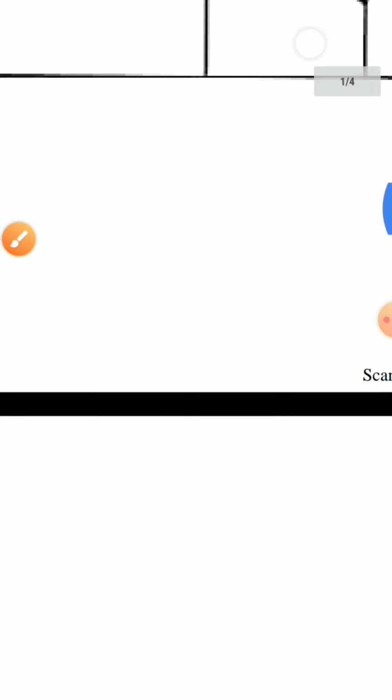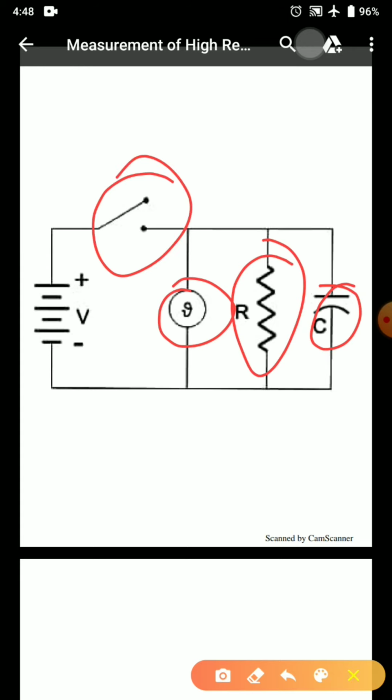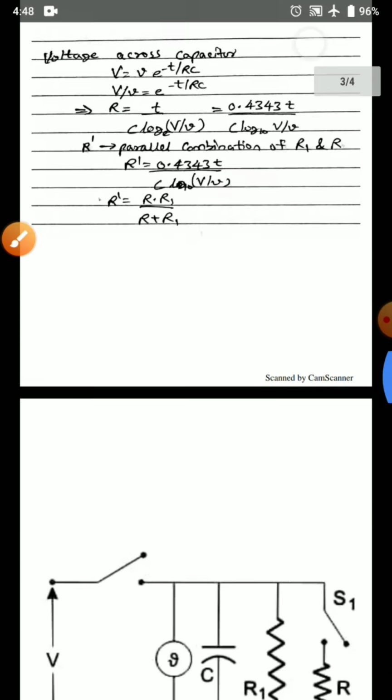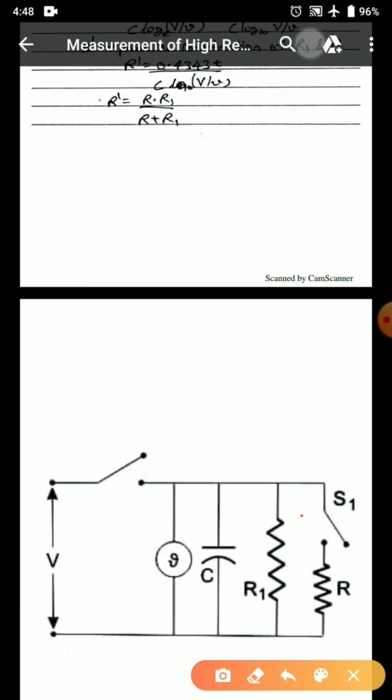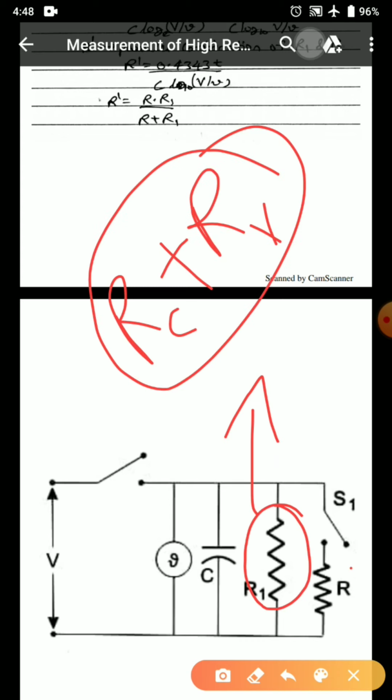In the previous circuit, we have seen that the connection made was R, C and V in parallel with a switch. Now this connection is modified. What we are seeing is that this R1 is not actually connected in this circuit. This R1 simply means the leakage resistance of the capacitor and the internal resistance of the voltmeter. This R1 component is not physically present. For the purpose of understanding, I am showing this R1 connected in parallel. Now, to the R, a switch is connected.